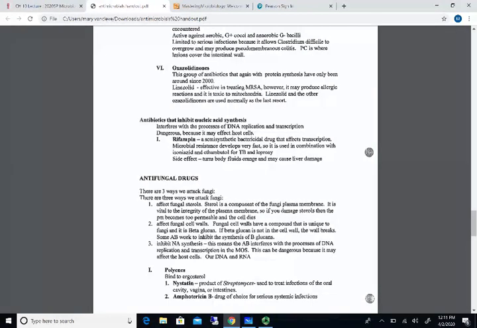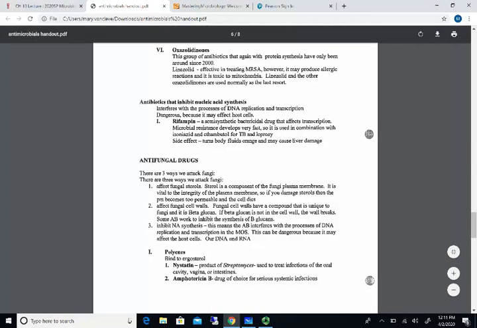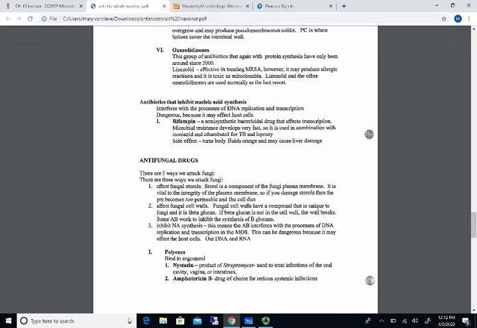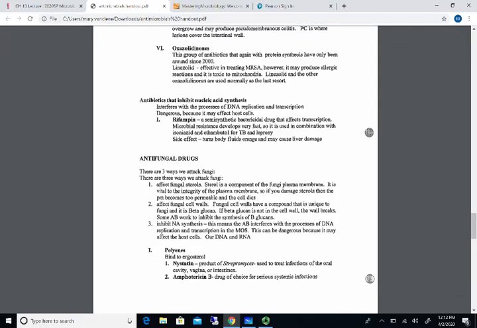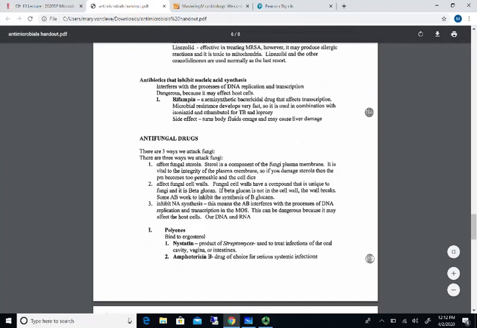Oxazolidinones is the next class. This is a nice big group of antibiotics that is fairly new. Linezolid is in this group, very effective in treating MRSA. However, it is toxic to mitochondria, so it kills off our mitochondria and can be a huge problem in that aspect.